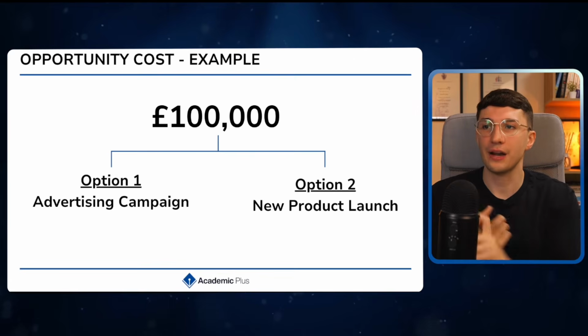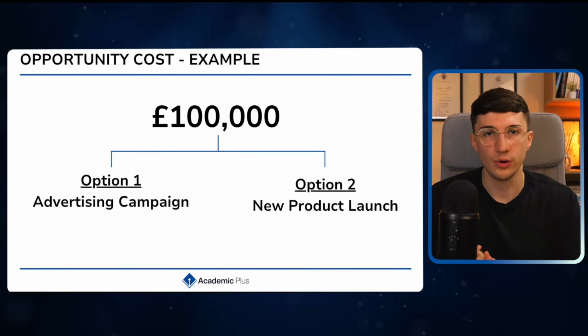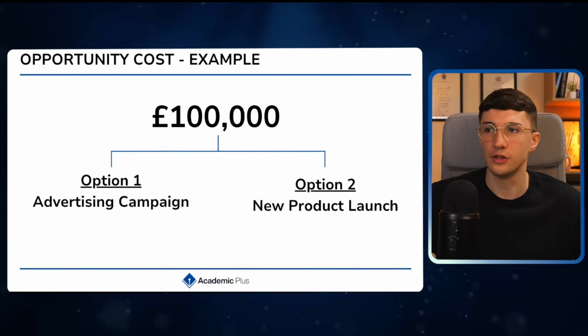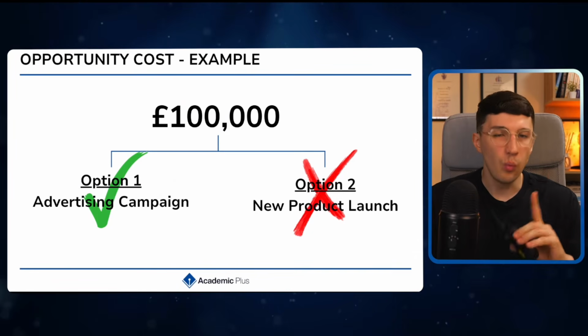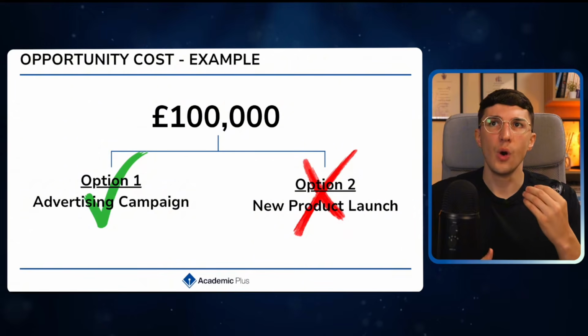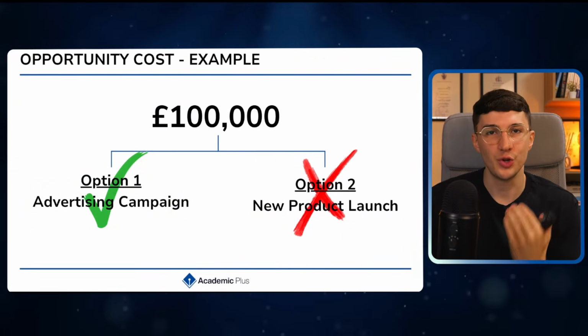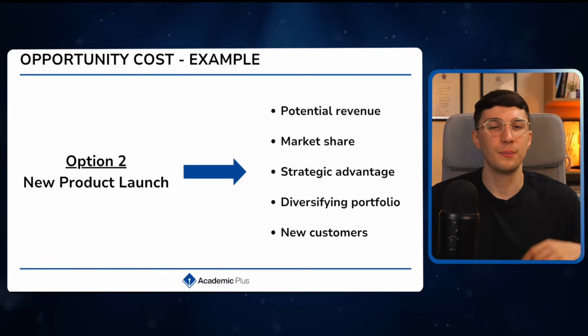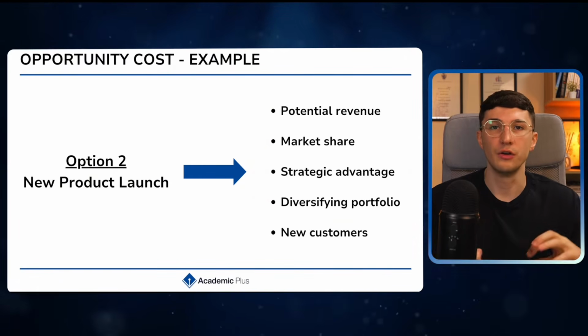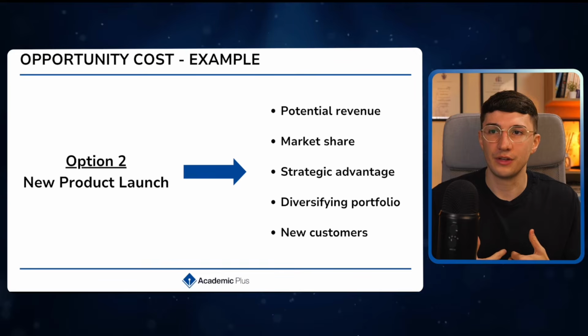I can invest in an advertising campaign or a new product launch. And let's say for whatever reason, we've decided to go ahead with the advertising campaign. Now, what the opportunity cost would ask is, what benefit could that new product launch have given me? So when we're thinking about this, we're looking at the potential revenue that we've missed out on, the increase in market share that we could have experienced.